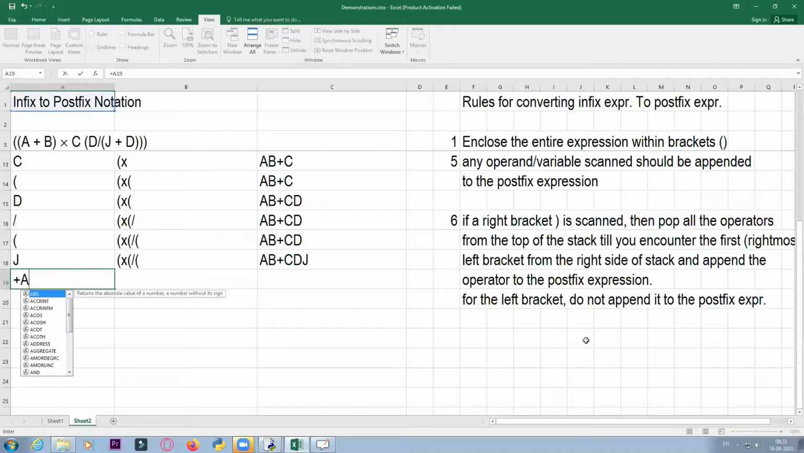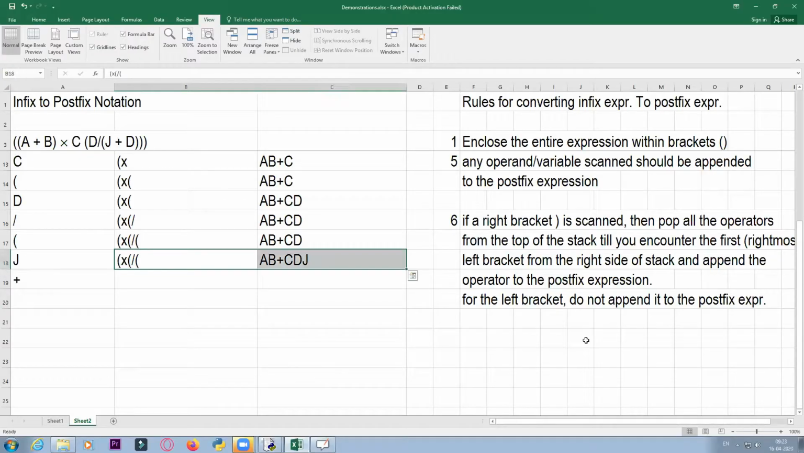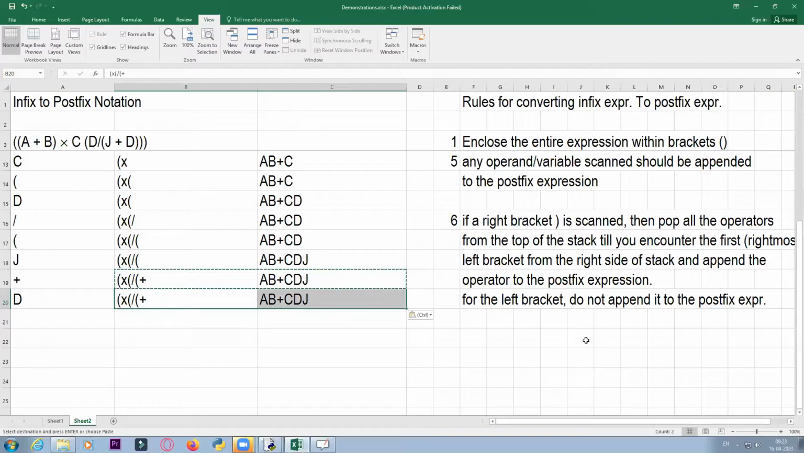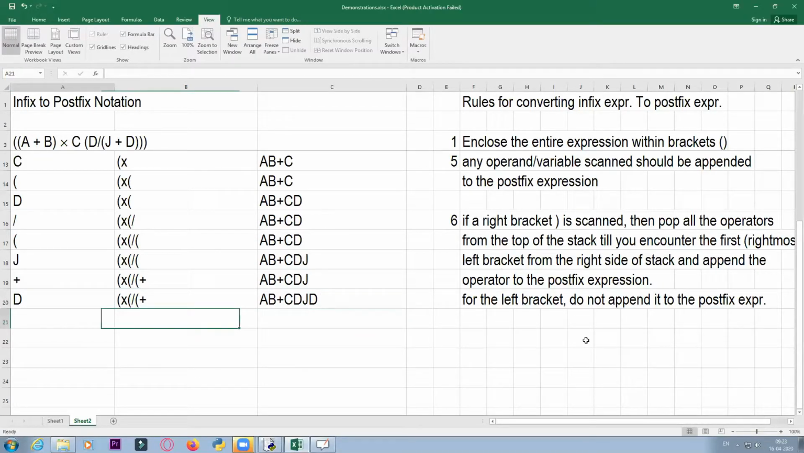So again, because I am using Excel, I have to be very careful. We again copy these things, and here plus will be added to the stack and our expression remains as it is. After plus we have a D once again. Copy these things and here just append D, and after that you have a right bracket. Now as you have a right bracket, give me the answers through chat. What will be popped, which all symbols will be popped from the stack?